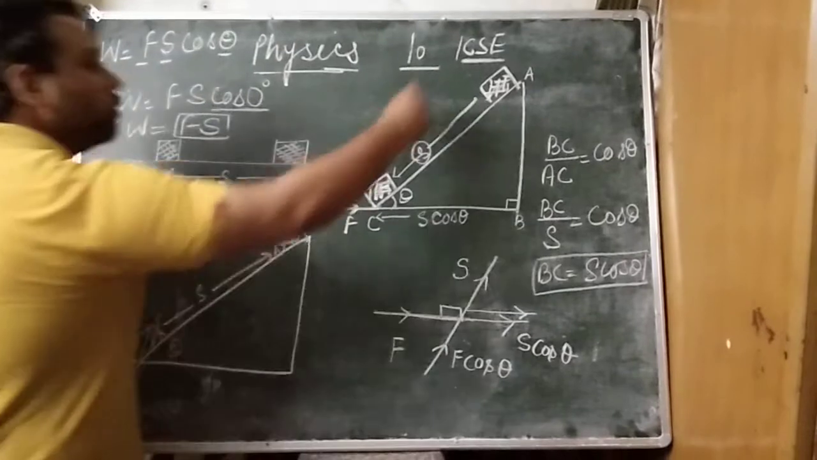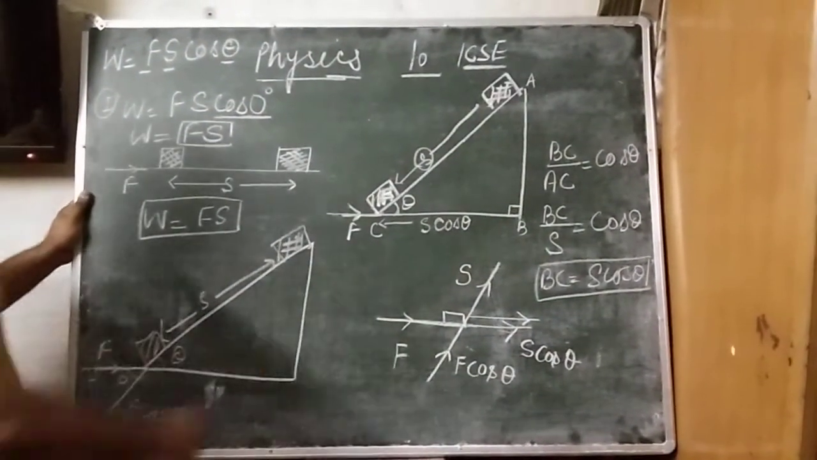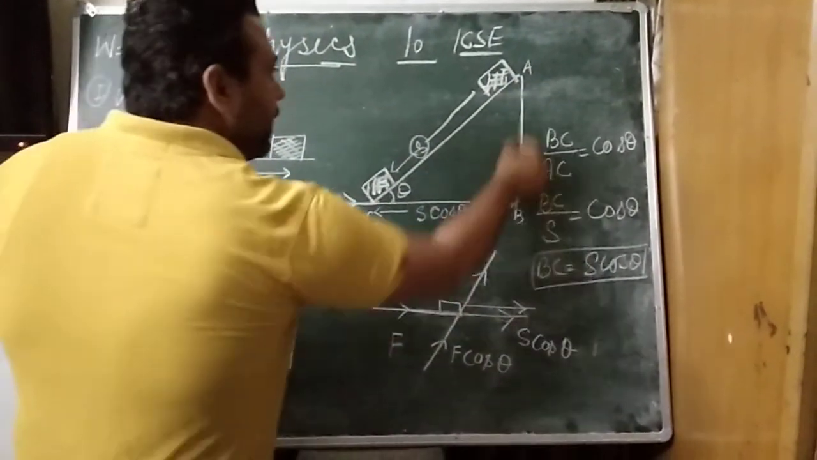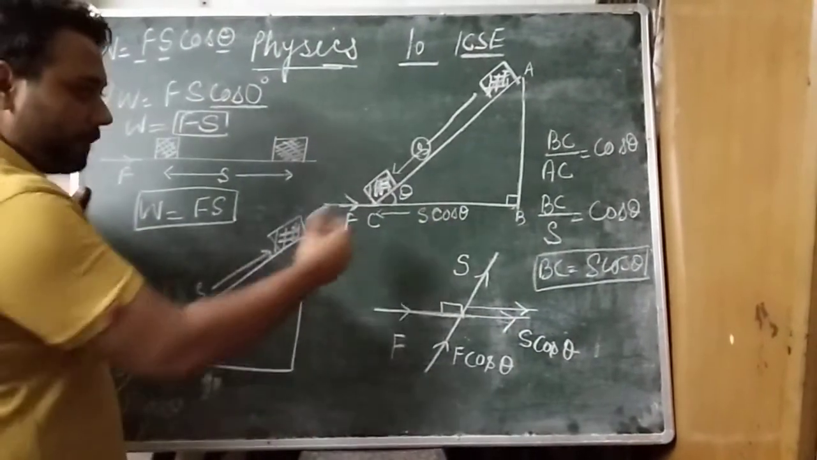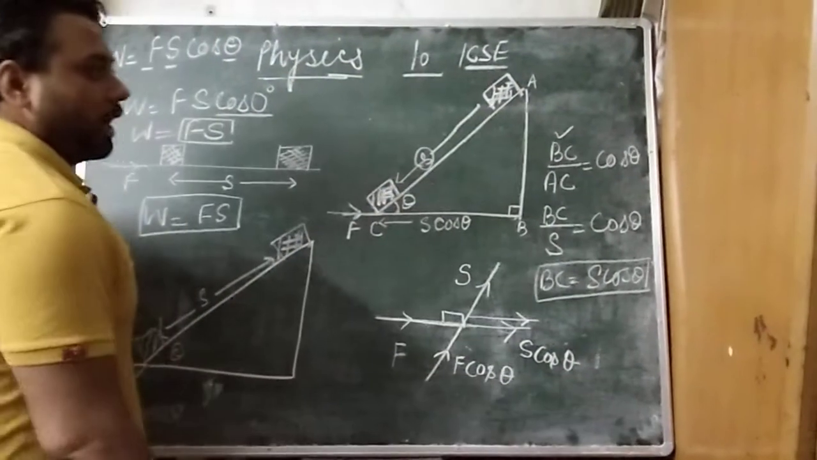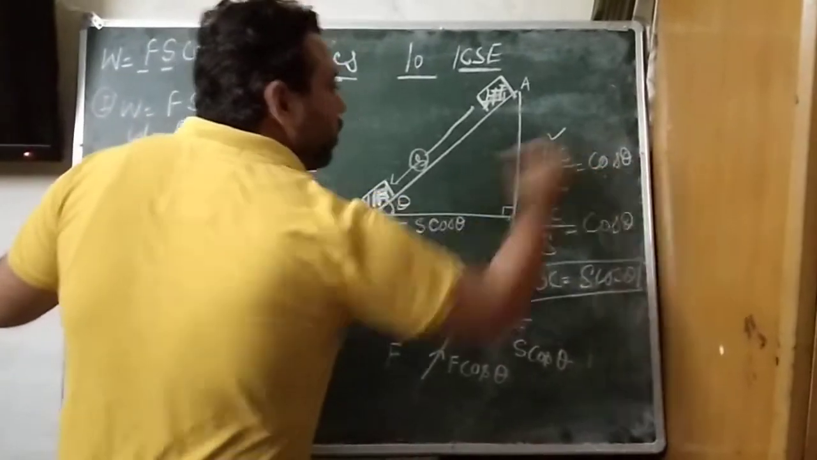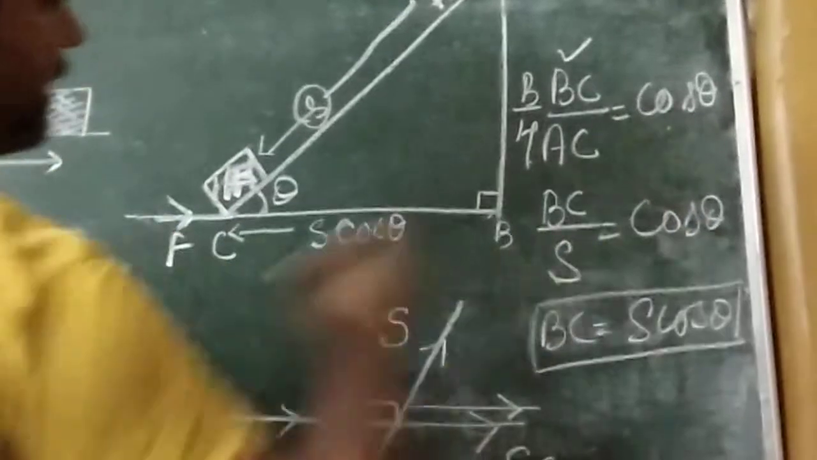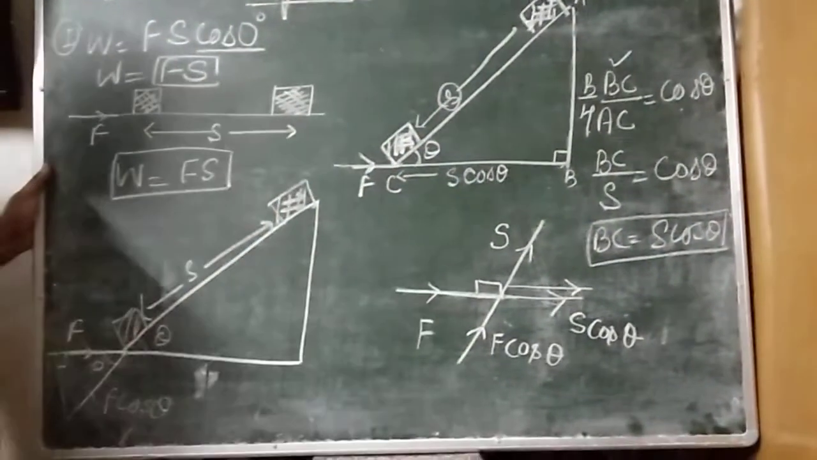So here we will use the trigonometry which we have done in the 9th standard. So see, complete the right angle triangle. Draw AB perpendicular to CB. So this is a right angle triangle. And what is CB? CB or BC is the base, and AC is the hypotenuse. Base upon hypotenuse equals cos theta. So what is the value of AC? S. So BC is S cos theta. It means the component of S along F is S cos theta.